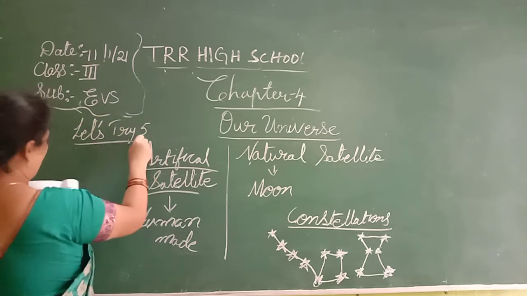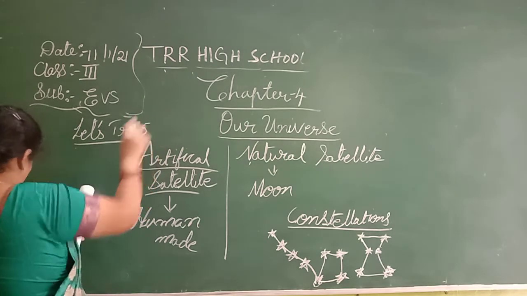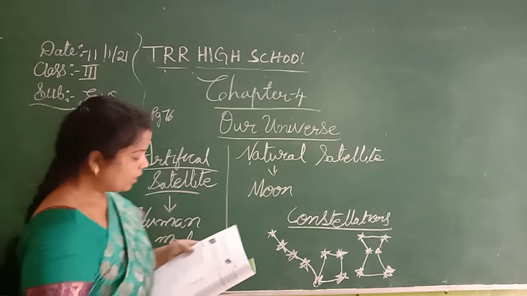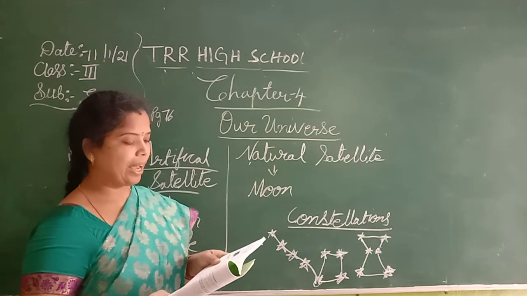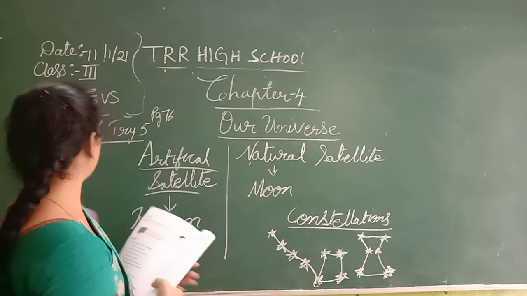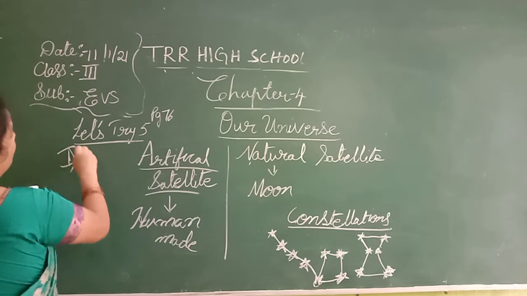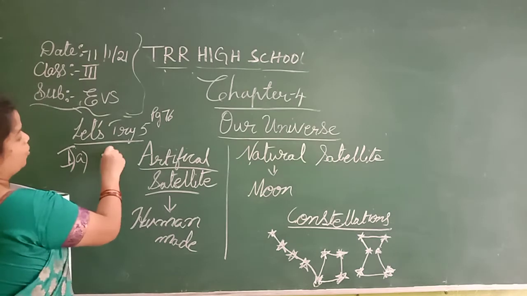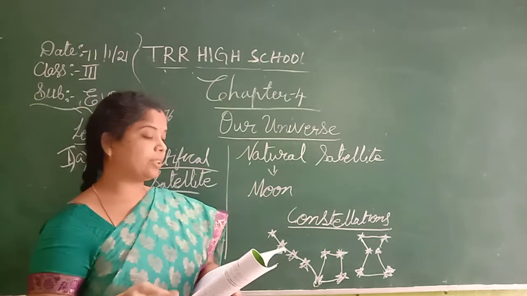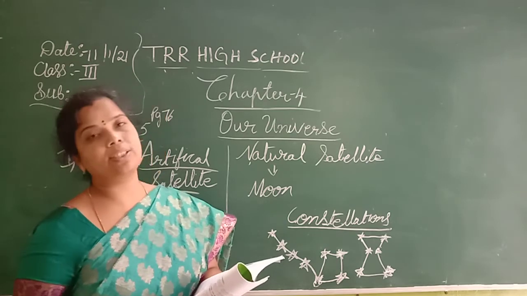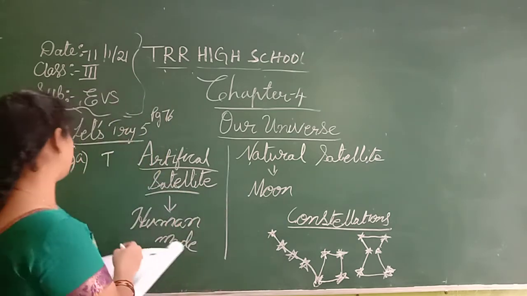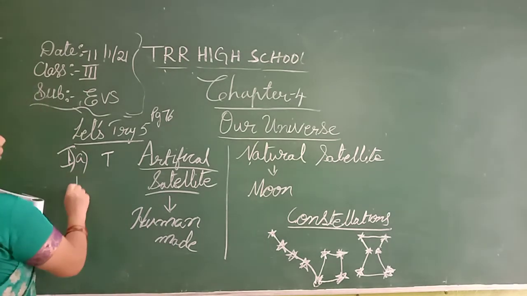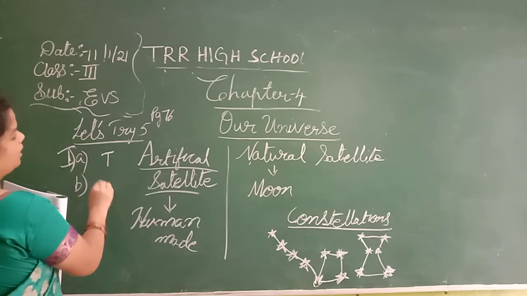Okay, let us discuss Let's Try Five, page 76. Put T for true and F for false statements. In the first, all stars give out heat and light. It is true, as I said earlier, the stars are made up of hot gas. Then, the sun is the closest star to the earth. Yes, the sun is closer to the earth.